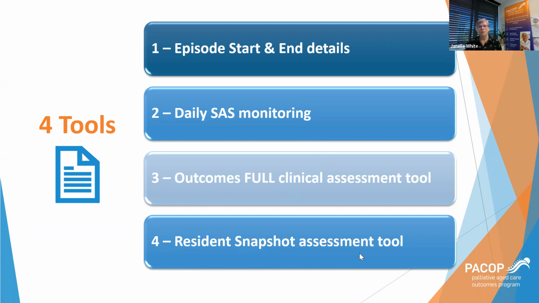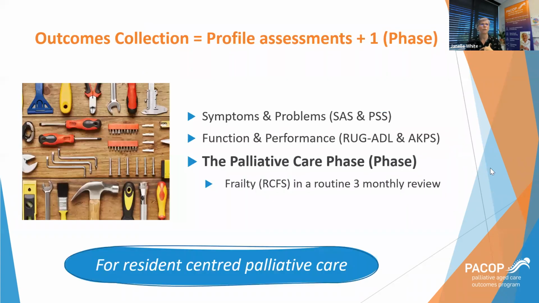And the resident snapshot assessment is much like the profile collection continued. So if they've been in the outcomes collection for 3 months, it's a stop, a pause point, and the resident snapshot includes really important psychosocial, communication, wellbeing questions, as well as advanced care directive, just pausing and checking, do we have all their advanced care directives and all those communication orders, alternate decision makers, all those things in place. So today we're going to focus on the SAS and the full clinical outcomes assessment tool and the ARP protocol. So let's have a look.